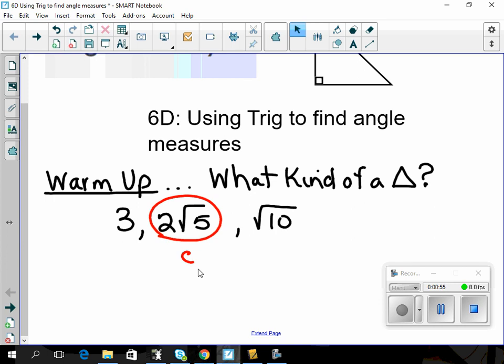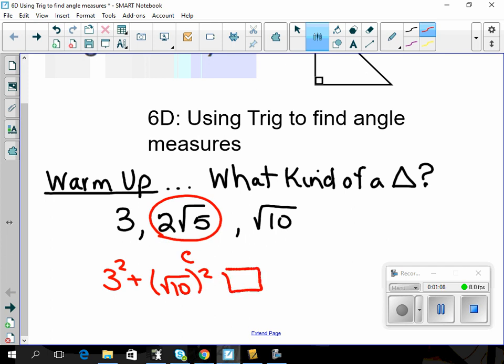So when we're trying to figure out what kind of triangle it is, we have a squared plus b squared equals c squared. So in other words, 3 squared plus the square root of 10 squared, is it equal to, greater than, less than 2 square roots of 5 squared? Okay? Notice I put parentheses. Those parentheses are uber important. If you put the squared without the parentheses, the calculator only knows what you tell it to square. So when you use a parentheses, you're squaring everything.